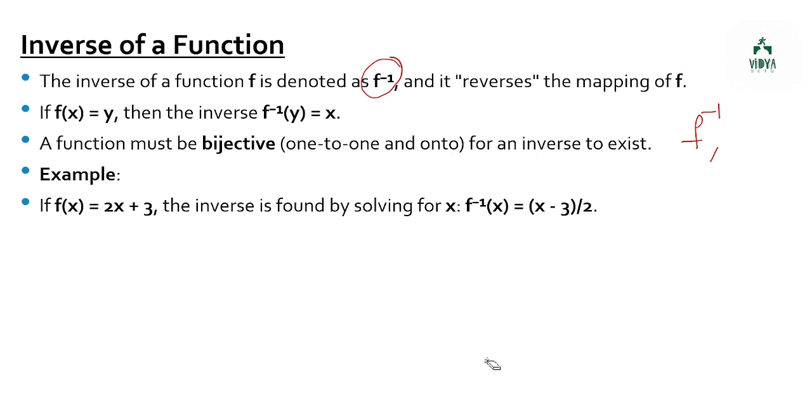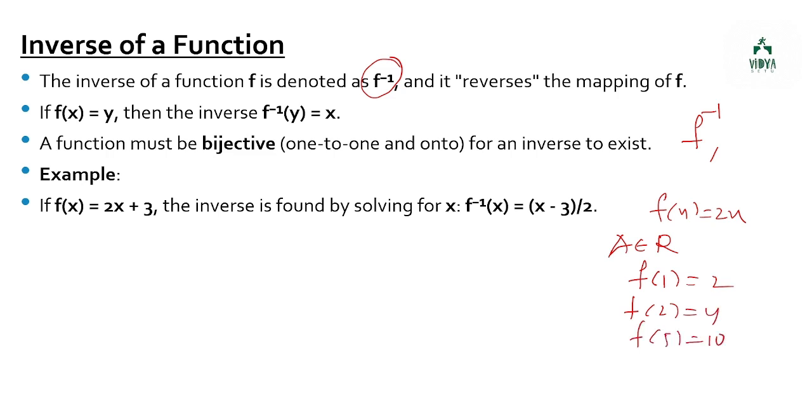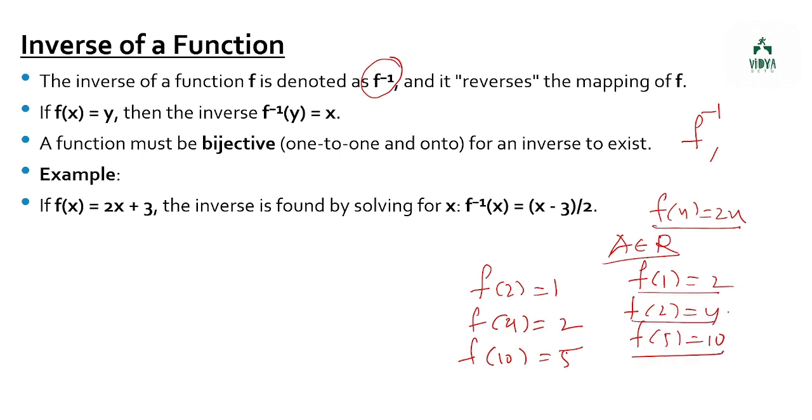Let's say f of x is equal to 2x, with the real numbers as the domain. F of 1 is equal to 2, f of 2 is equal to 4, f of 5 is equal to 10. Now you write a function such that f of 2 should be 1, f of 4 should be 2, f of 10 should be 5. You understood? I have defined a function f of x equal to 2x with domain A belonging to the real numbers, so for some values we found the mapping values: f of 1 gives 2, f of 2 gives 4, f of 5 gives 10.